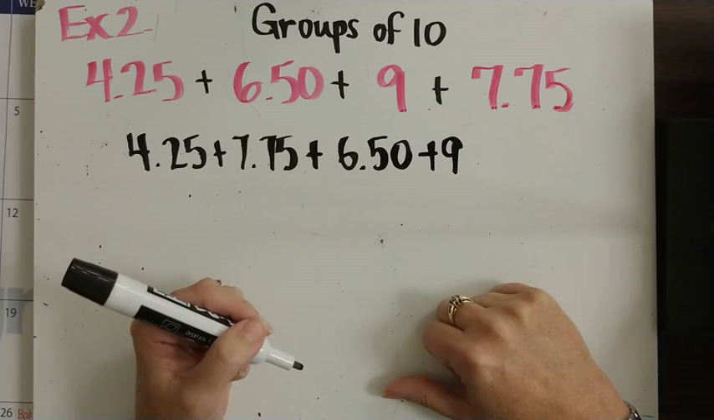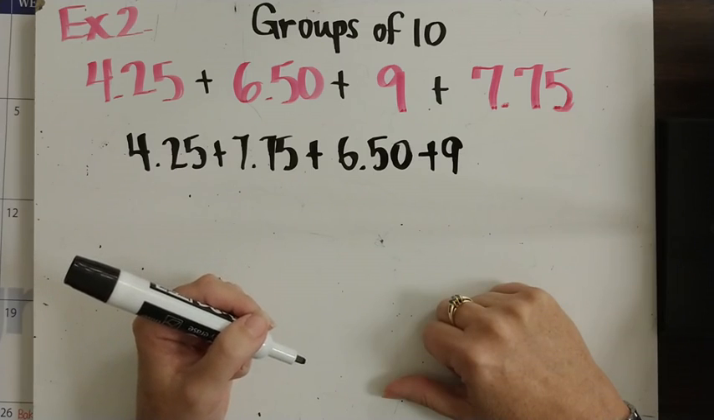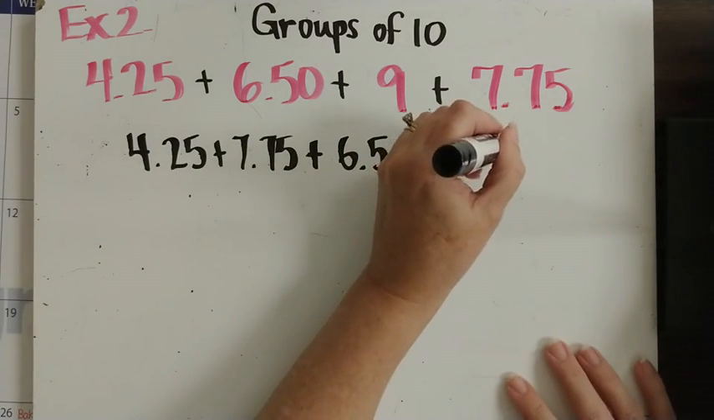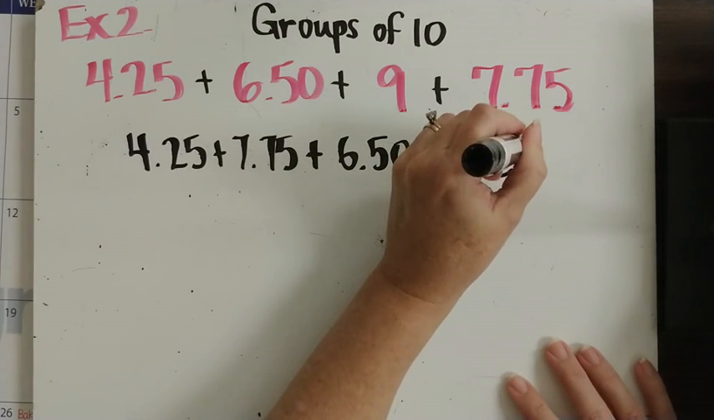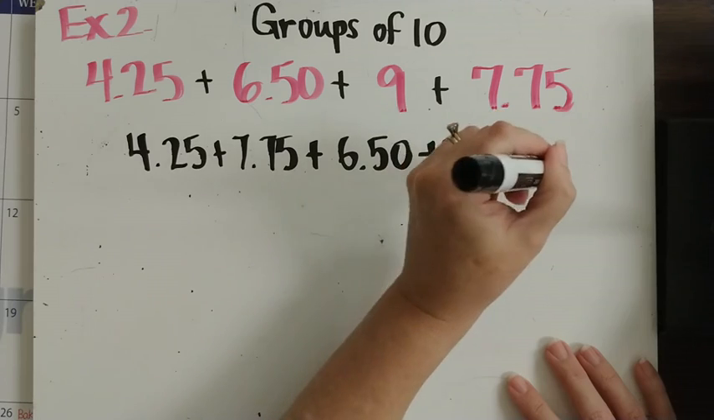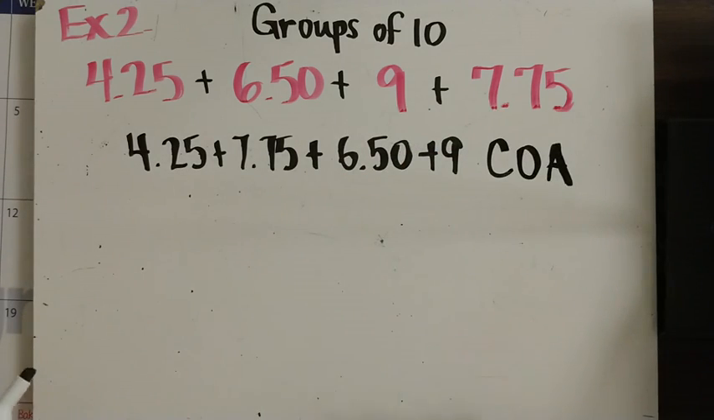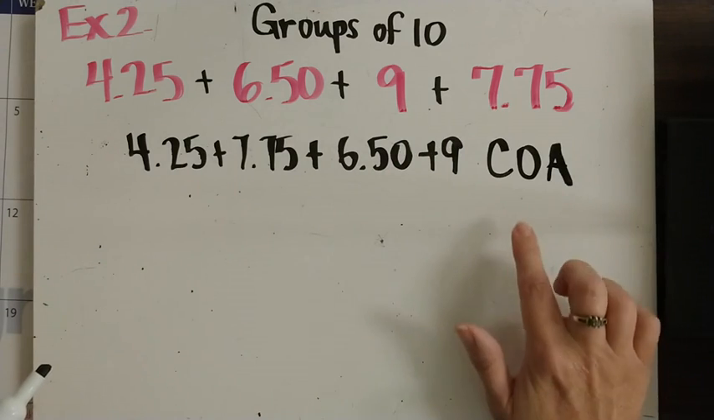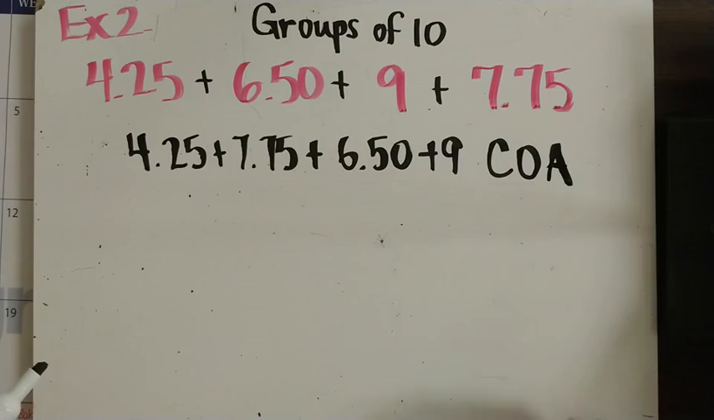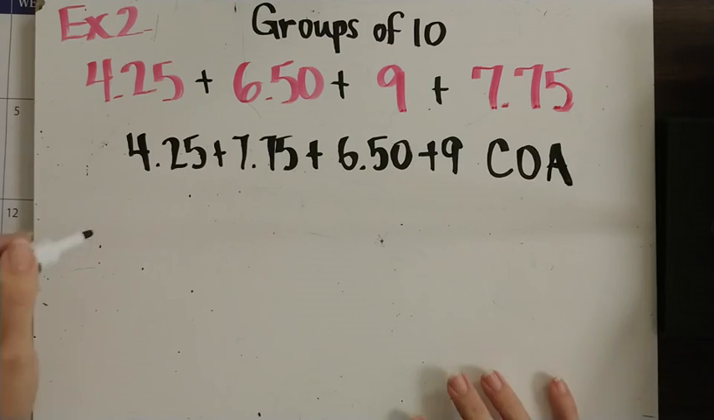So what did I do by changing the order? We're going to call this commutative property of addition. All I did was switch the order around, and you can have COA to represent commutative property of addition. Now I want to group these.